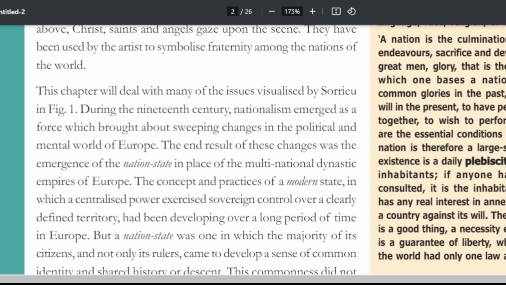During the 19th century, nationalism emerged as a force which brought about sweeping changes in the political and mental world of Europe. The end result of these changes was the emergence of the nation state in place of the multinational dynastic empires of Europe. The concept and practices of a modern state, in which a centralised power exercises sovereign control over a clearly defined territory, had been developing over a long period of time in Europe.